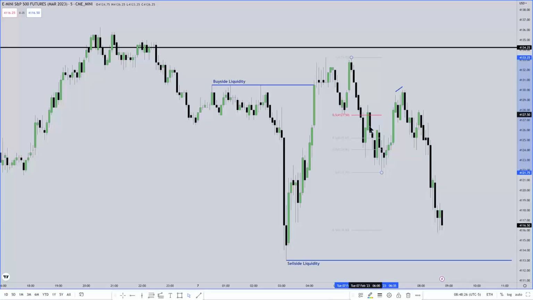That means that any rally after establishing the midpoint here, once it goes above that, in my mind, I'm thinking we're only going up to go down.